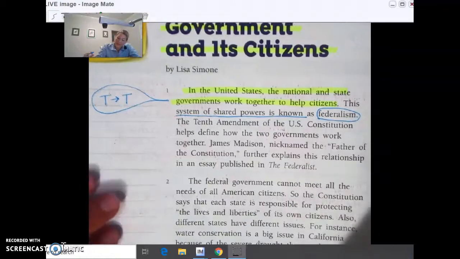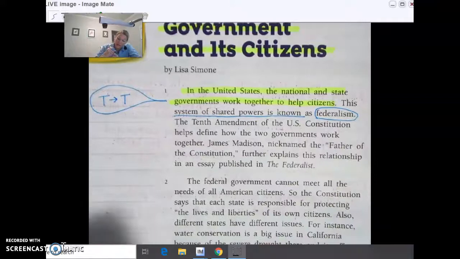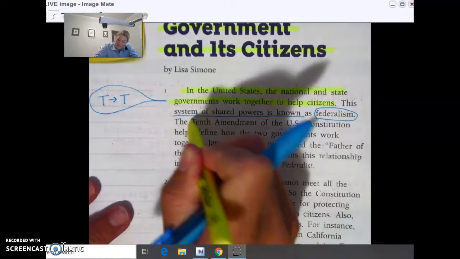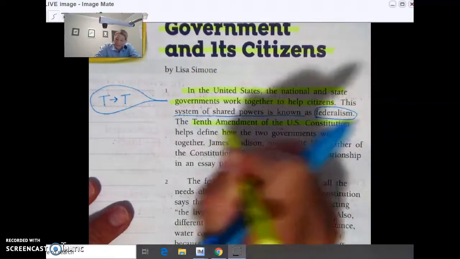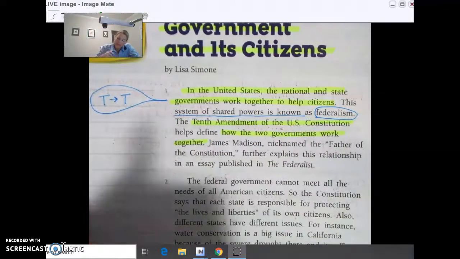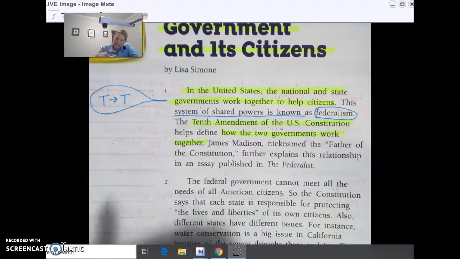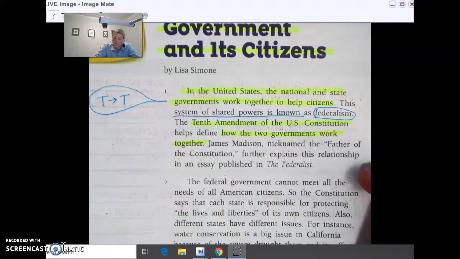"The 10th Amendment of the U.S. Constitution helps define how the two governments work together." The 10th Amendment of the Constitution. That might be important, and we know that it's going to tell us how the governments work together. "James Madison, nicknamed the father of the Constitution, further explains this relationship in the essay published in the Federalist."